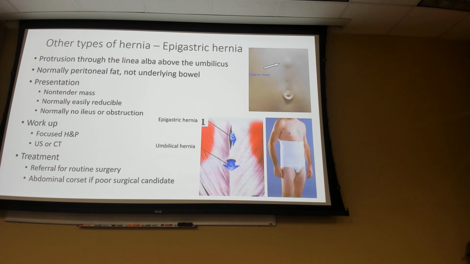But obviously ultrasound is going to be our first test for these. And then a good history and physical, we need to know if they had any prior surgeries. Most of these are going to be elective, outpatient referrals. If they can't tolerate the surgery, if they have comorbidities and anything like that, then we have the abdominal corset they can wear.